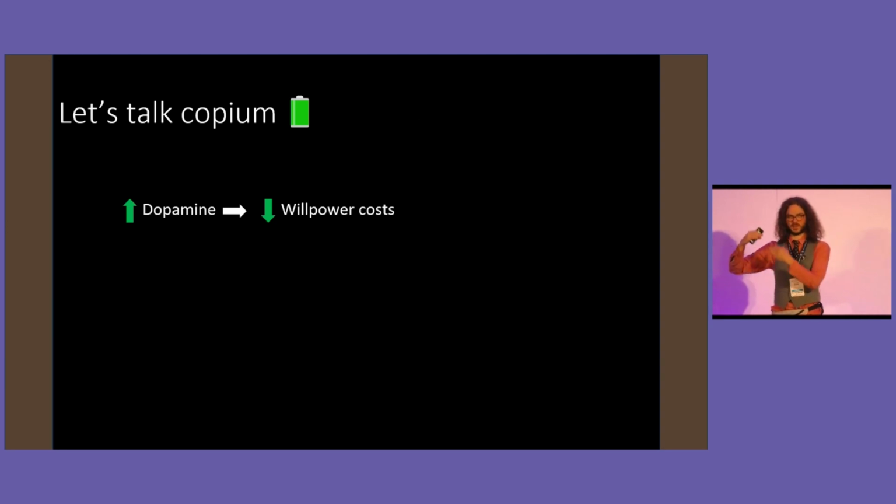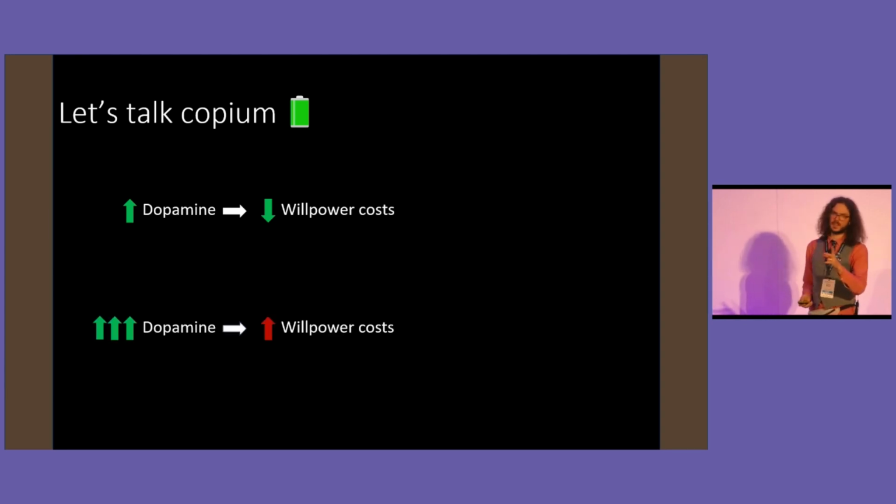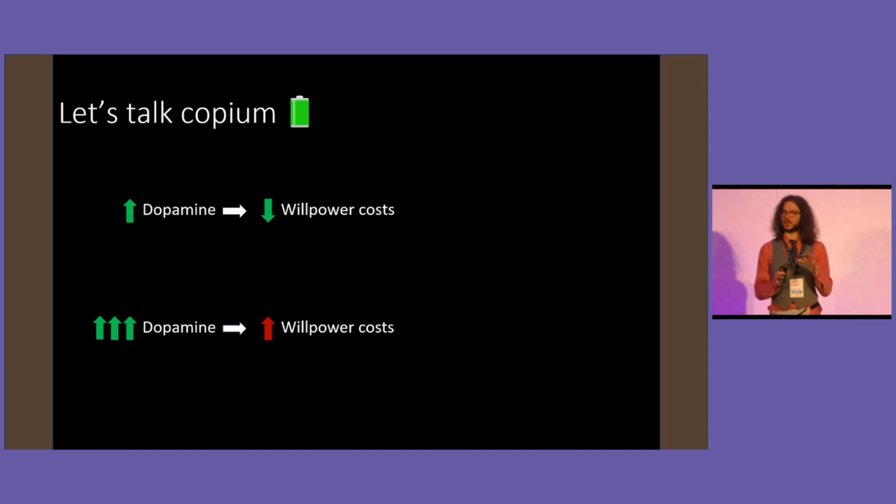And then, as we've seen, the dopamine goes up, your willpower costs go down, so you're able to do more in your day. However, if your copium is too intense, like if you're playing an action game on your little breaks, your willpower costs are going to go up, because you're pumping yourself so full of dopamine that the idea of going back to a less stimulating task is abhorrent to your brain. It's like, no, why would I stop playing this game? This is good. Work is bad.